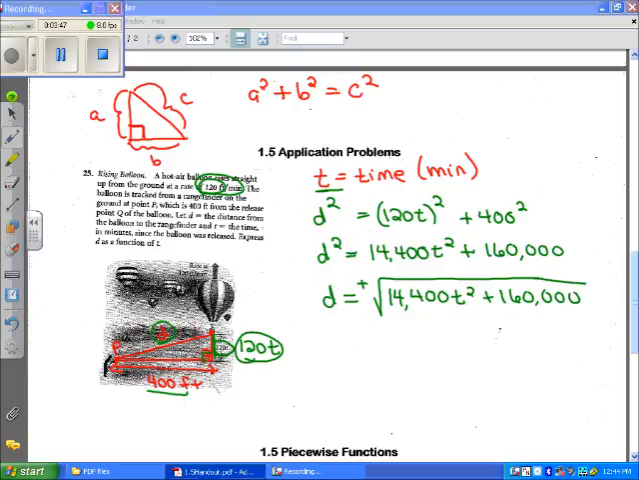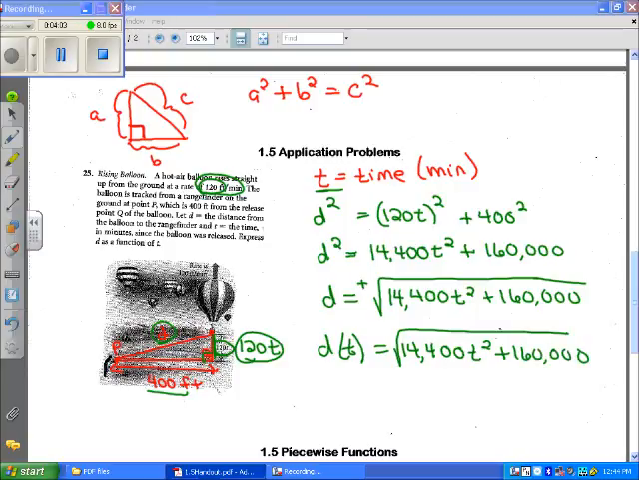So D as a function of T would be equal to what we have above in the radical. And since it is distance, the answer would be in feet, of course, since the time is in minutes. Okay, so that concludes the application problems for section 1.5.